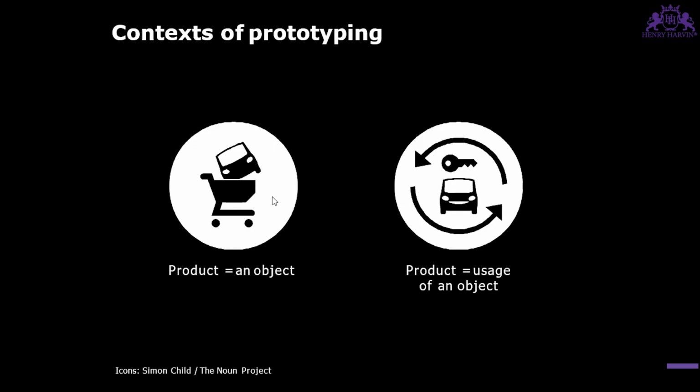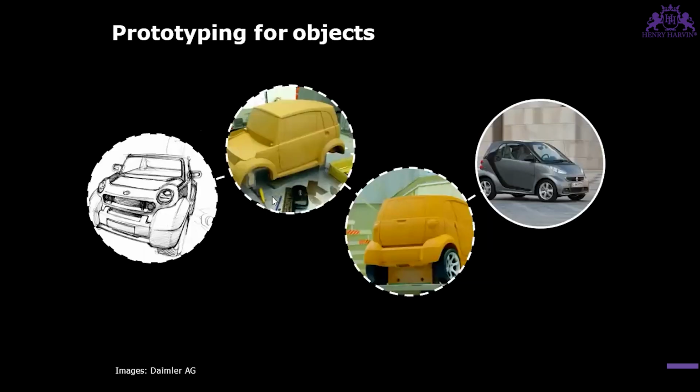Now, prototypes can generally be divided into two. One is prototyping for a product or an object or the usage of an object. For example, this is a prototype created for Daimler Benz. They started with sketching and created a small paper prototype using plastic or wax. Then finally they were able to create the final prototype.